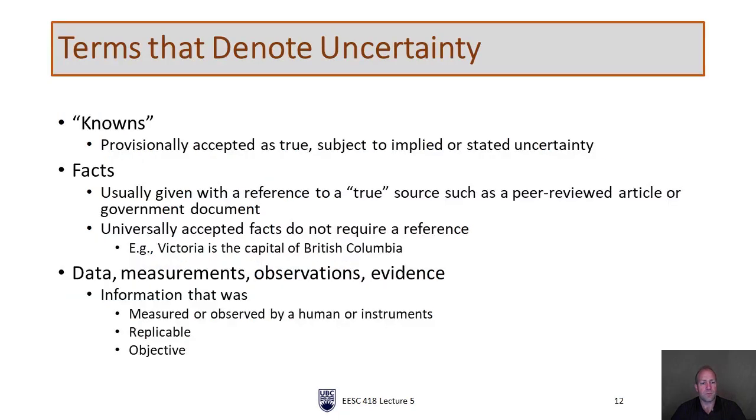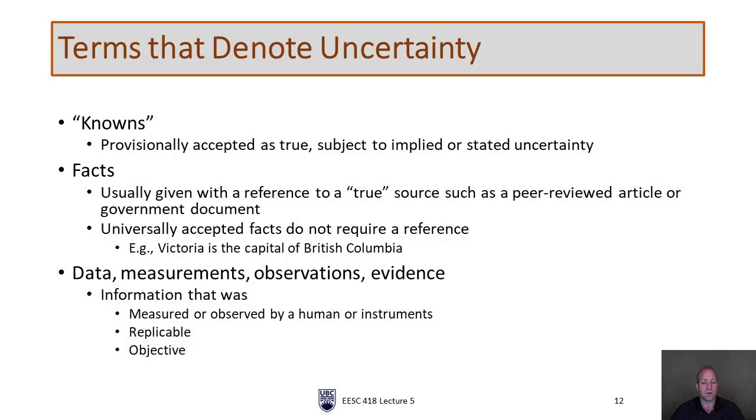Finally, we have some terms that express a level of knowns or provisionally accepted facts. So we say these are provisionally accepted as true, subject to implied or stated uncertainty. In other words, we can't say for an absolute certain fact that something is true, but it's true enough that everybody who's reasonable would agree on it as a fact so that we can move forward and focus on what we're trying to accomplish. So facts, usually given with a reference to a "true" source such as a peer-reviewed article or government document. And I've quoted "true" because, again, this is provisionally accepted. It doesn't mean that those are absolute, unassailable facts. It means that we're going to agree that that source is reliable so that we can move on and make some interesting conclusions.